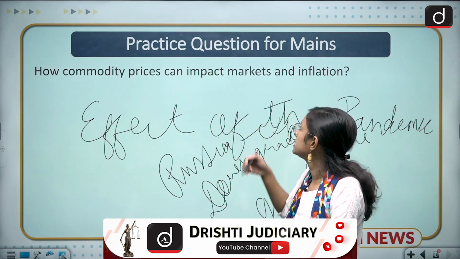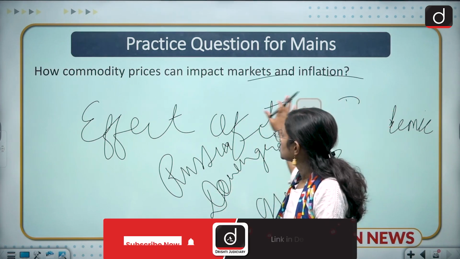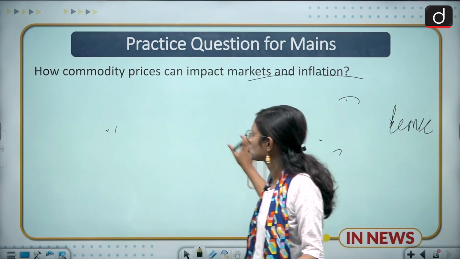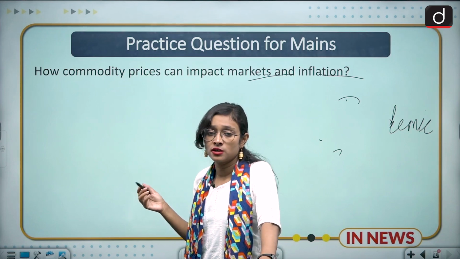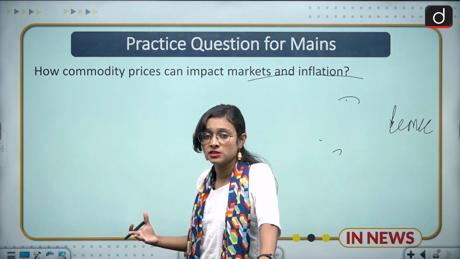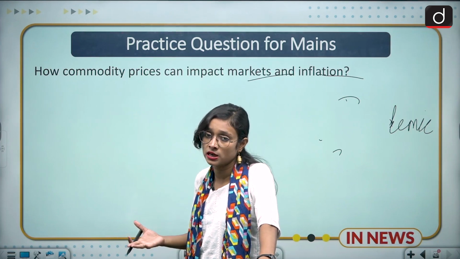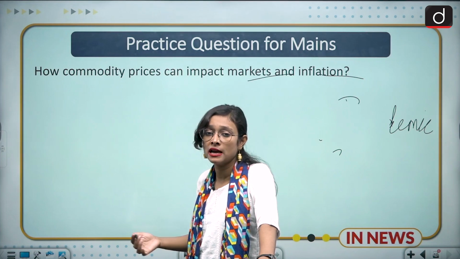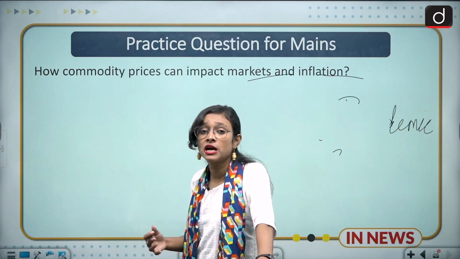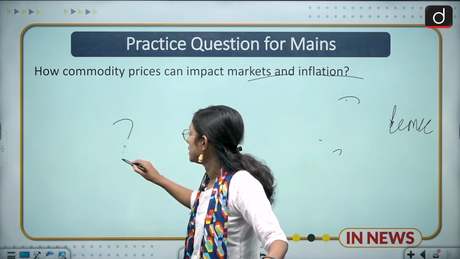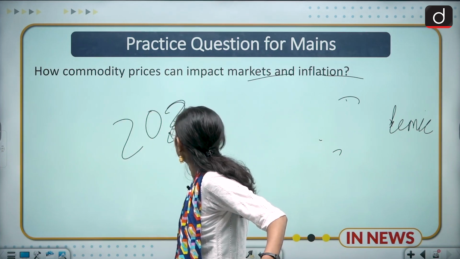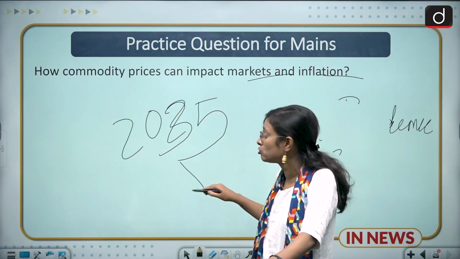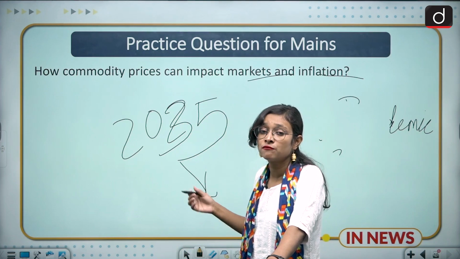Coming to how it can impact the market and inflation. What would be the impact of the prices of commodities? First, there will be a slow return of the market, because after the COVID-19 pandemic we are still facing problems and economies are still recovering. They are not able to recover that fast, and according to the RBI calculation, we will be able to reach the pre-pandemic level by 2035. I am talking about the India context, and every country has a different context. So there will be a slow return of the economy, and there will be inflation in the prices of various things.